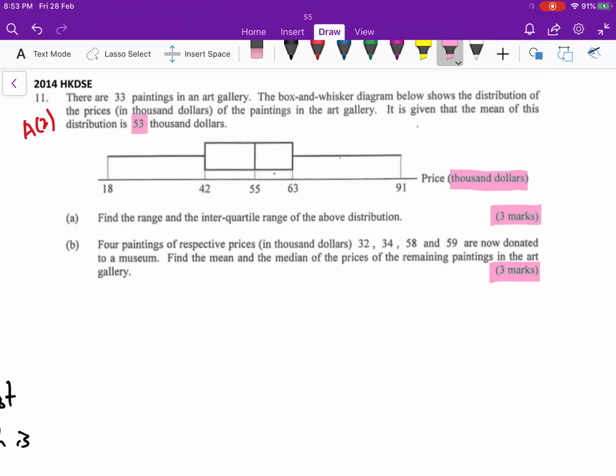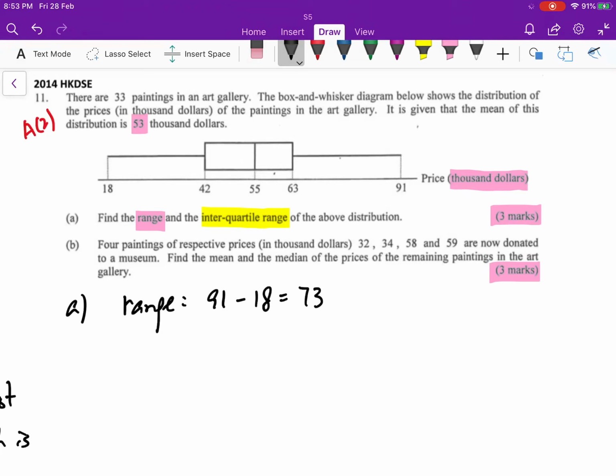So it's given that the mean of the distribution is $53,000. So most of the time we didn't use the mean, but in this question we need to use it, okay? So let's see how can we do it. So A part, we need to find the range, we need to find the interquartile range. Very similar, right? Always the A part like that. So let's try to find the range first.